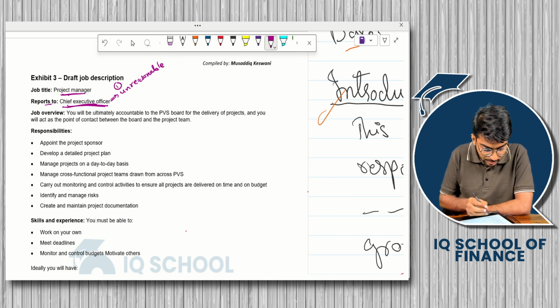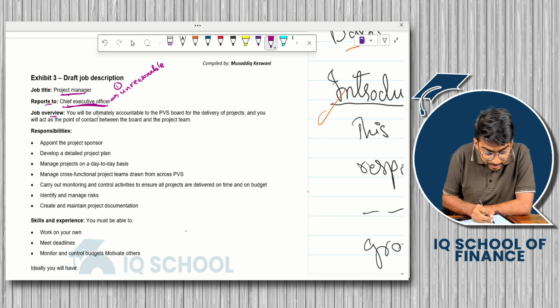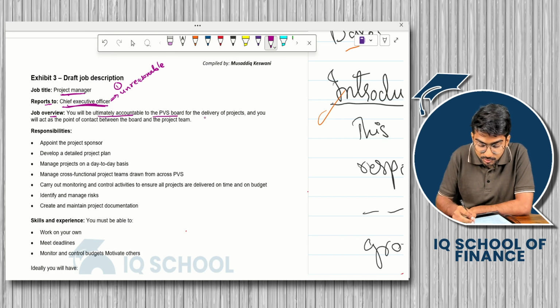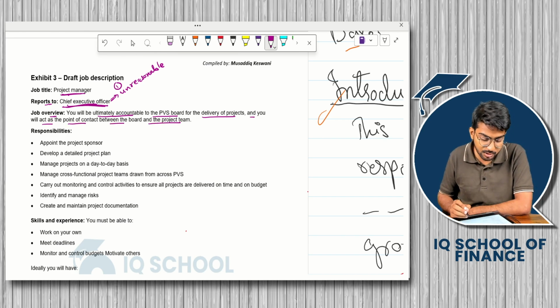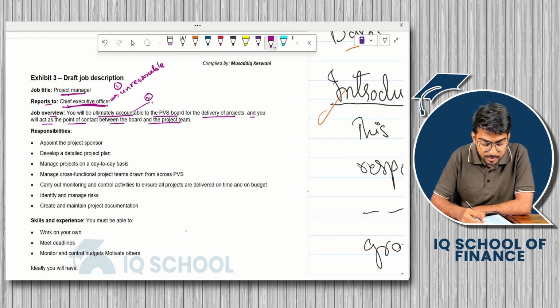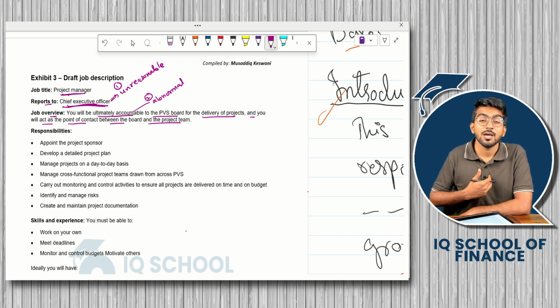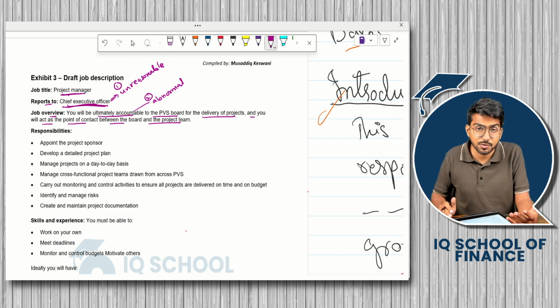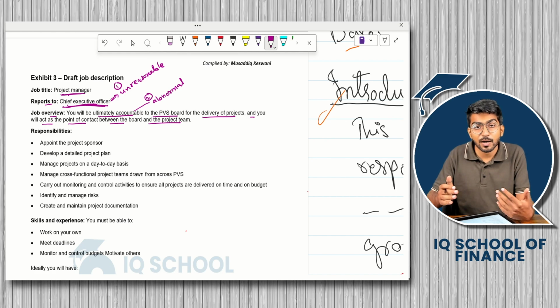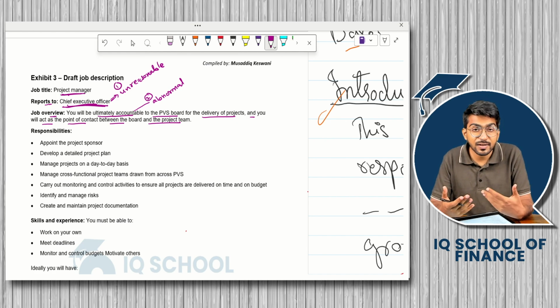Issue number 1. And then we have the job overview. You will be ultimately accountable to the PVS board for the delivery of the project, and you will act as the point of contact between the board and the project team. See, again, this thing is abnormal. I'm not saying wrong. I'm saying that for me, it is abnormal, because as per my experience, as per the practices, as per what happens in the industry, this seems abnormal. Can you please provide me further clarification as to why we have included it? If you do not have any appropriate justification or reason, then you should change it.